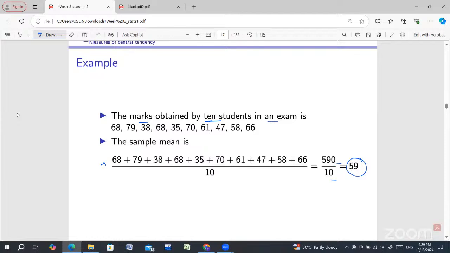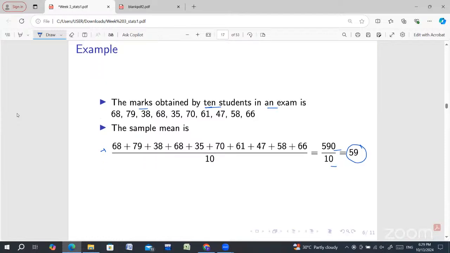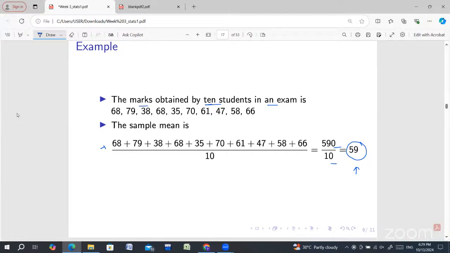Okay. So basically, this is the measure of central tendency, which is telling you that most of the values are lying around 59. It gives you an idea about the central part of the data.